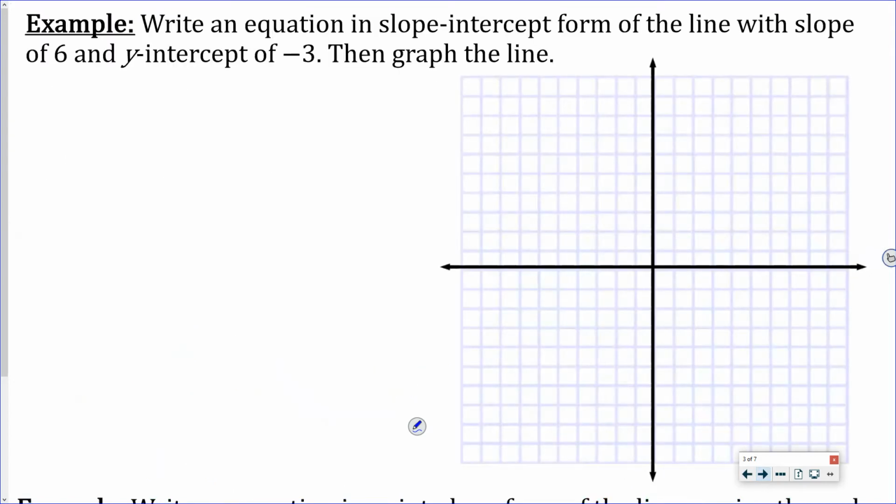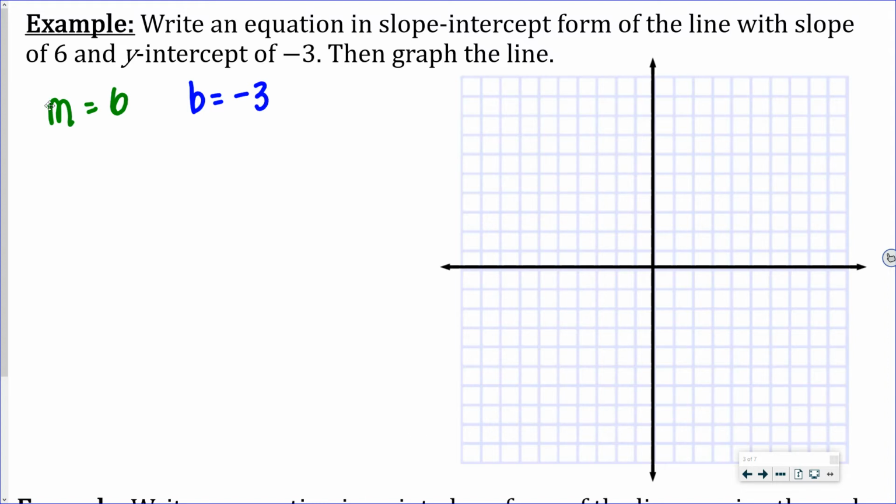Let's try some practice problems. This first one says, write an equation in slope-intercept form of the line with a slope of 6 and a y-intercept of negative 3. Then graph the line. They tell me my slope is 6, and they tell me my y-intercept is negative 3. So I like to use b because that's what is used in my formula.